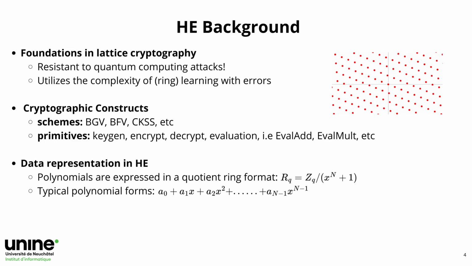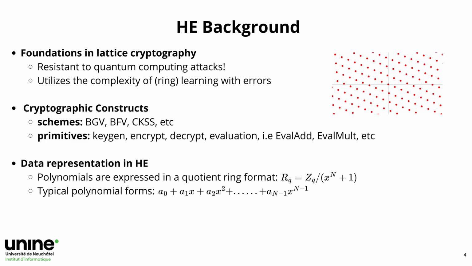Homomorphic encryption takes its background from lattice cryptography, which has been proven by cryptographers to be resistant to quantum computing attacks, and utilizes the complexity of learning with errors. Generally, in learning with errors you have a plaintext and you add a bunch of noise to the initial plaintext. You have to make sure that the noise is manageable, in the sense that you don't exceed it and you can retrieve your data back.